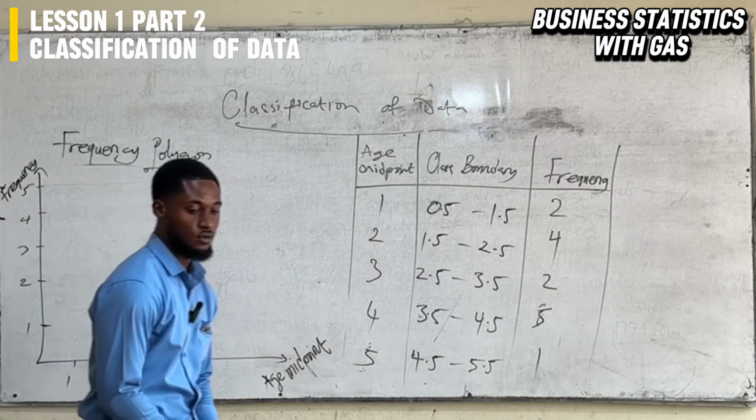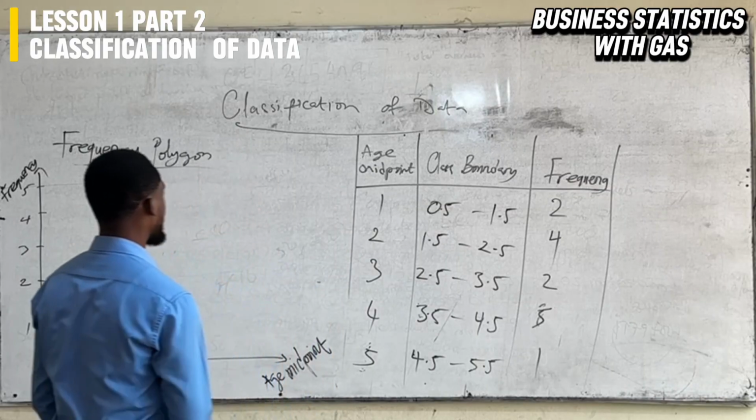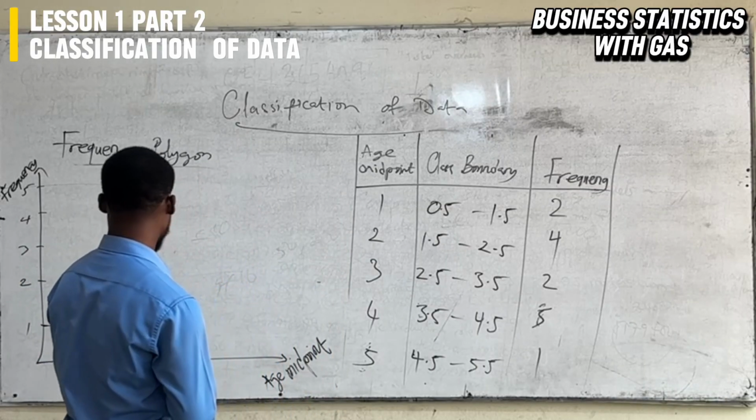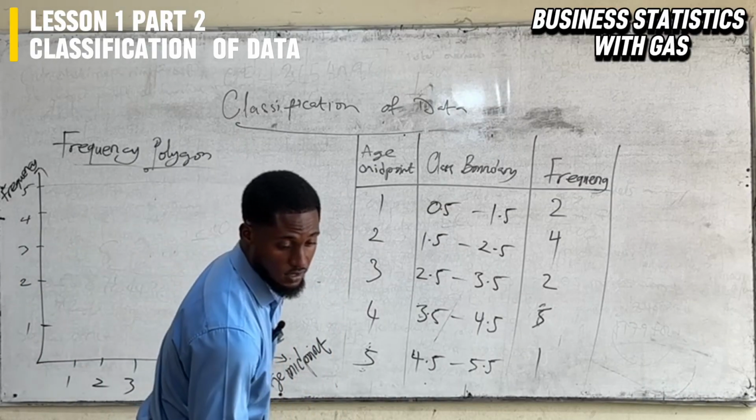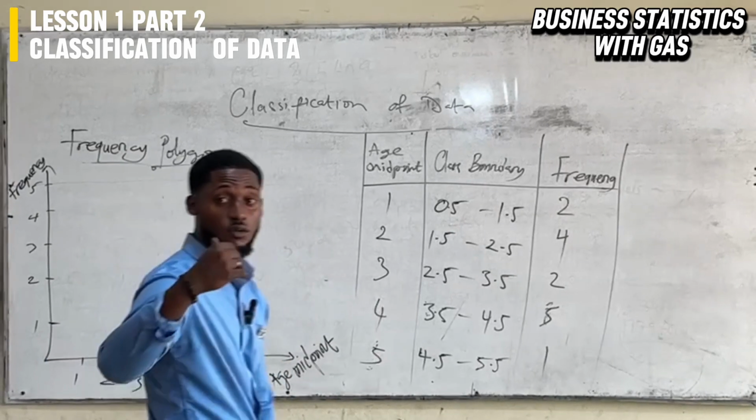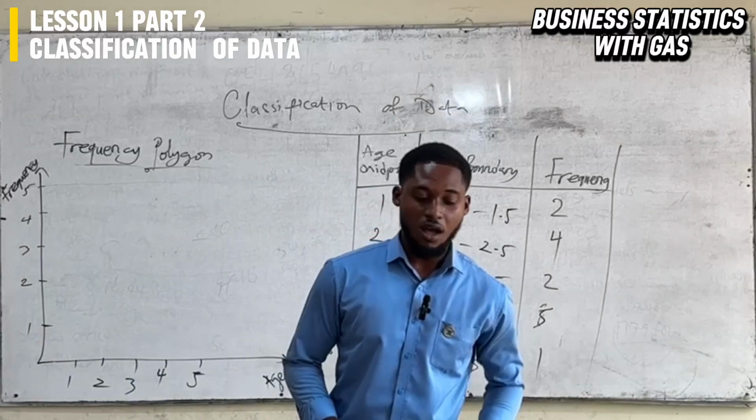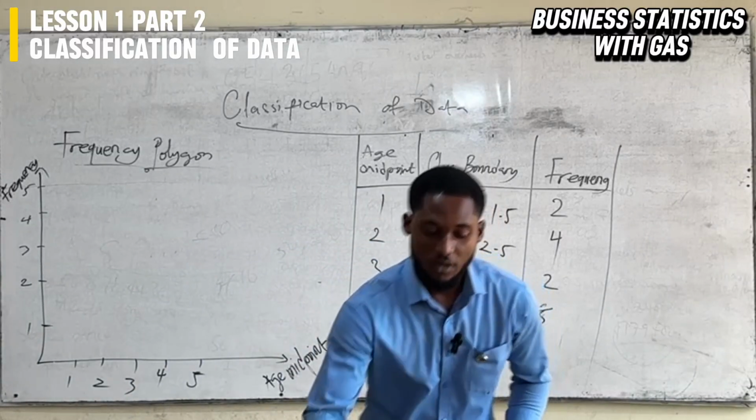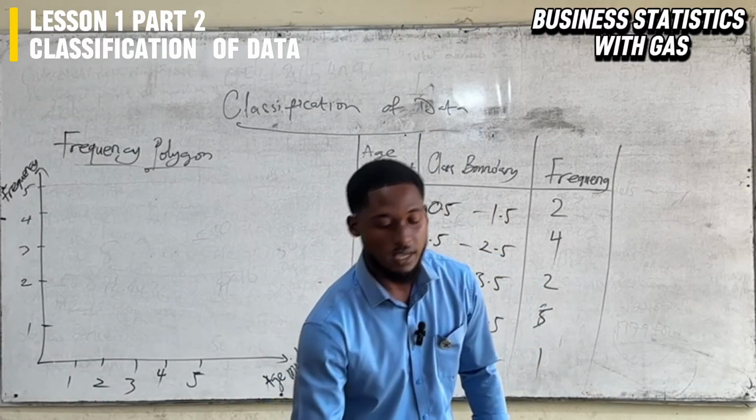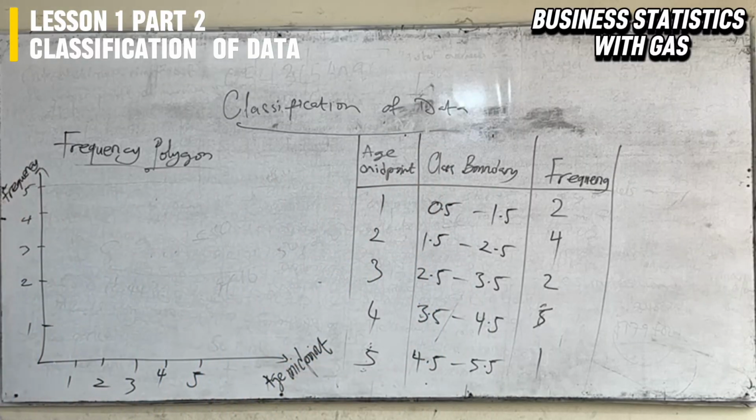So now, with the age midpoint, we are about to draw our blocks. With the blocks, we are going to use the aid of what? The class boundary. So with the class boundary, it starts from what?